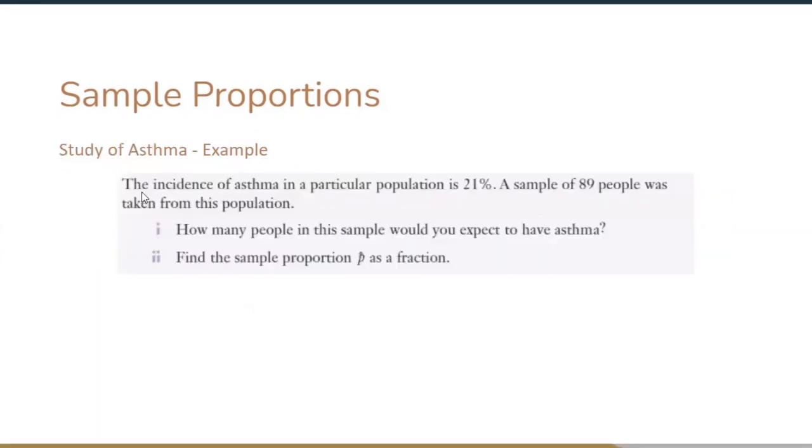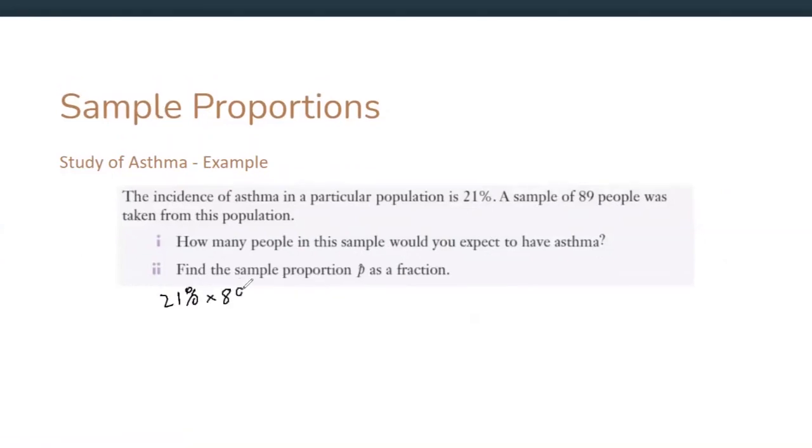Moving on, the incidence of asthma in a particular population is 21%. A sample of 89 people was taken from this population. How many people in this sample would you expect to have asthma? In this case, we're going to do 21% times 89. Why am I doing this? Because if we assume the sample has approximately the same rate of asthma as the larger population, then we can assume that 21% of the 89 people have asthma. This is approximately 19 people.